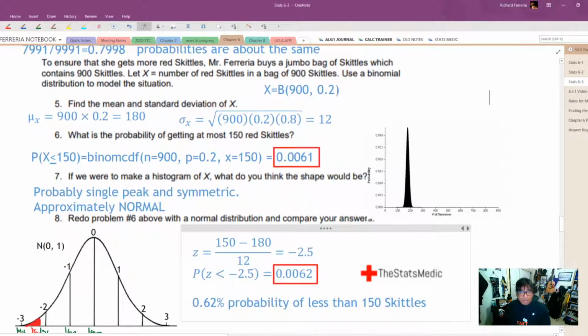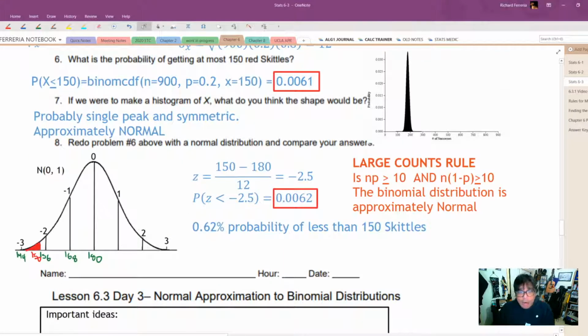And over here, we're going to get something that's kind of similar to the 10% rule. And this is the large counts rule. If n times p is greater than or equal to 10, and n times 1 minus p is also greater than or equal to 10, then a binomial distribution is approximately normal.